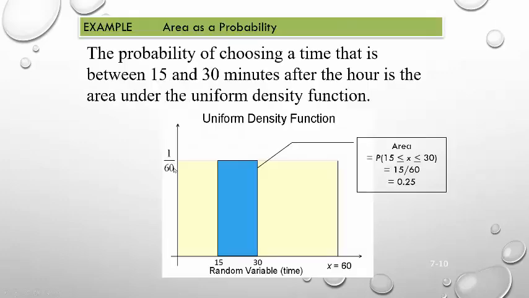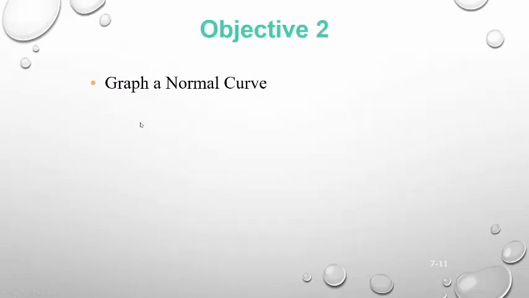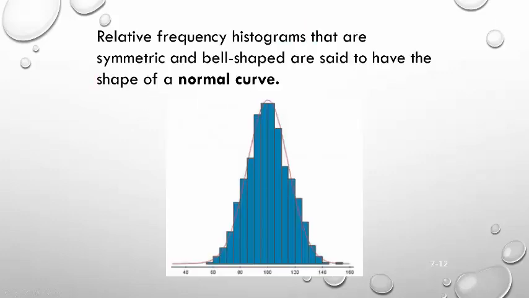All right, so now hopefully we have some understanding that we're going to use area under the curve for probability. All right, now we're going to talk about how this all relates to a normal curve. So the first thing we want to talk about is how you graph a normal curve. All right, so the relative frequency histograms that are systematic and bell-shaped, if you just ignore the red, yellow line on top here, but just look at this histogram, are said to have the shape of a normal curve. So if you look at just the histogram, it looks very much like a bell curve. And if we superimpose this bell curve shape on it, you can see that normal curve.